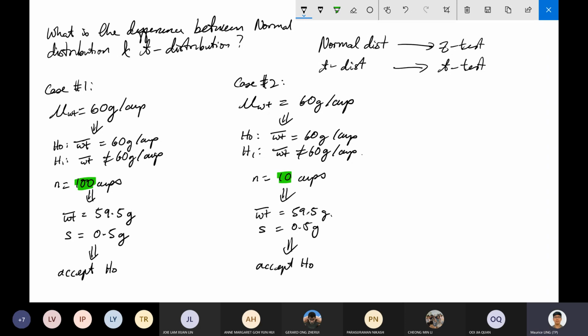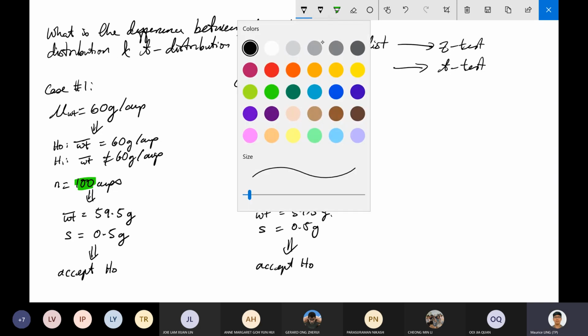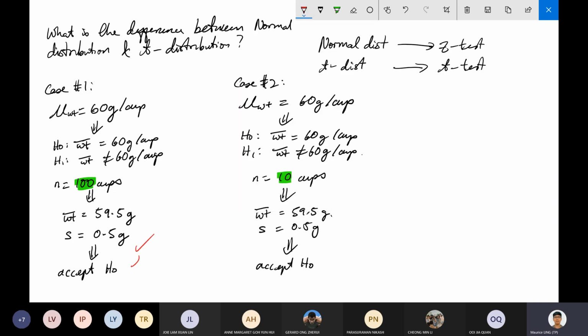Which group of students will you trust the result better? Case 1, right? Okay. Simple. Case 1, you trust this better. Why do you trust case 1 better? Intuitively, because of larger sample size, right?